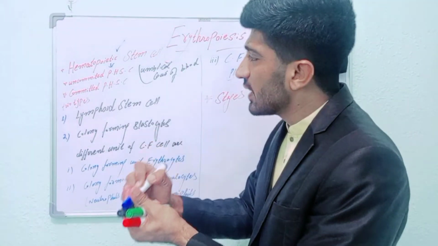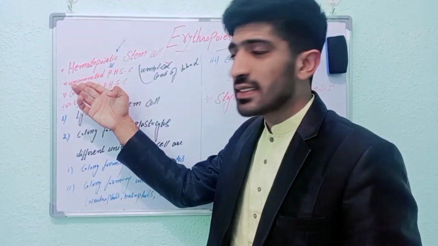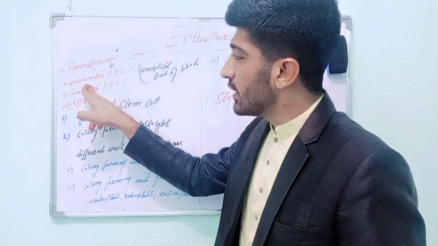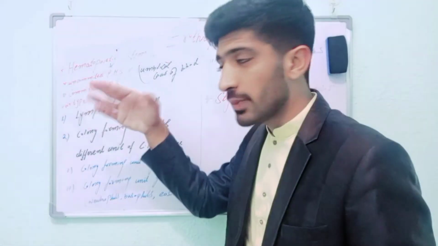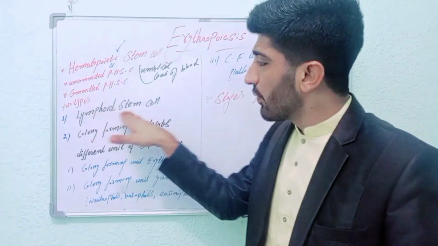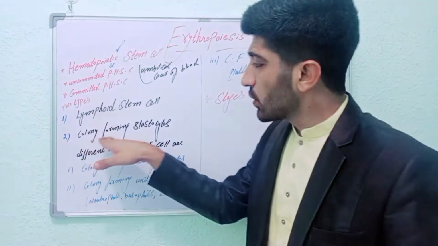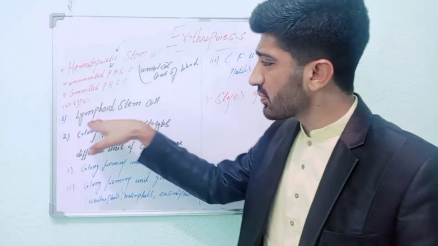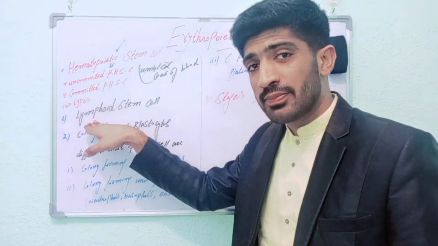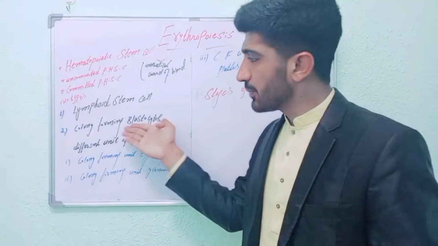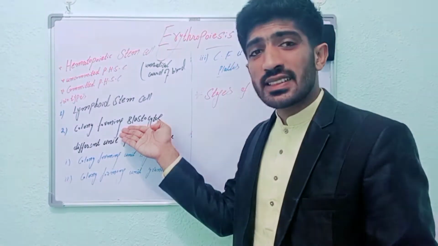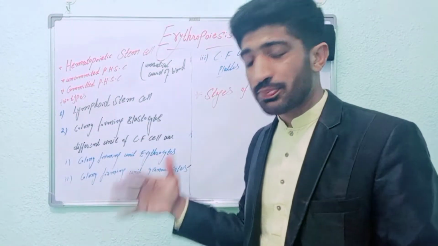So students, when they are designed to form all types of blood cells, these uncommitted pluripotent hematopoietic stem cells change into committed pluripotent hematopoietic stem cells. There are two types of these cells. First is lymphoid stem cells, and second is colony forming blastocytes. These lymphoid stem cells form lymphocytes and natural killer cells. These colony forming blastocytes form myeloid cells. These are the blood cells other than lymphocytes.